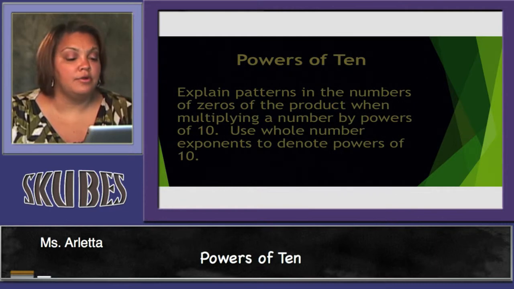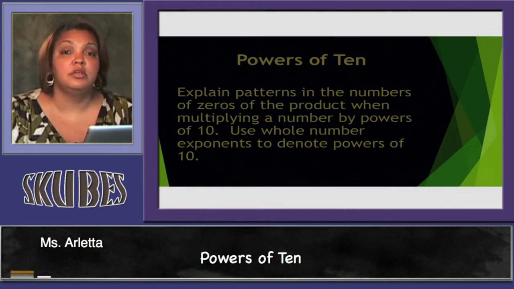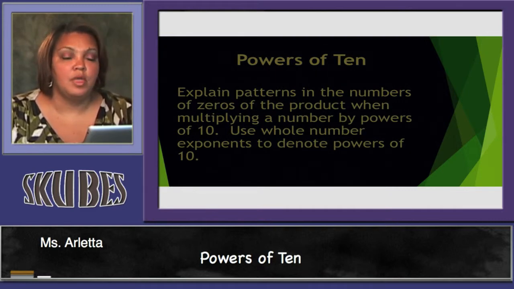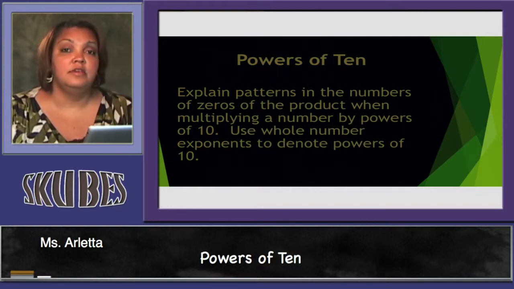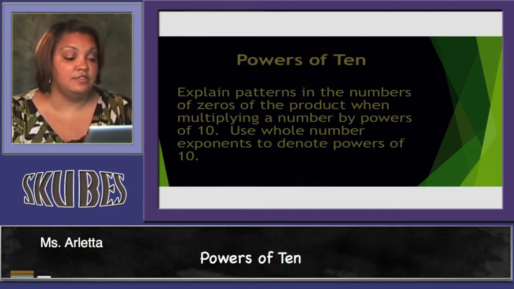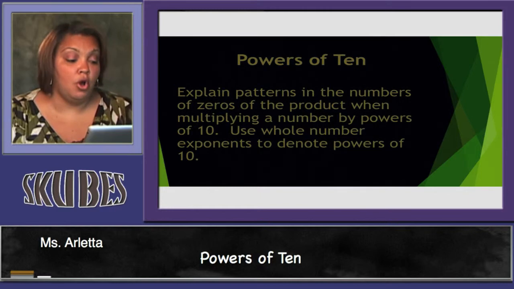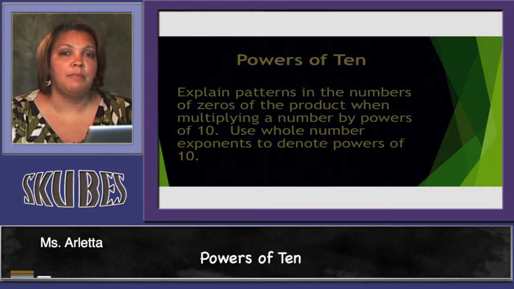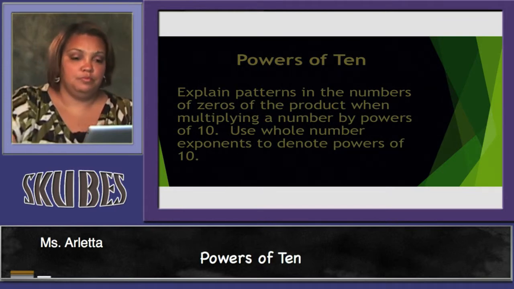Explaining patterns in the number of zeros when you're working with powers of 10 is what you're looking to accomplish in this lesson. Powers of 10 is basically multiplying or dividing a number by 10 with an exponent. And what I would like for you to be able to do at the end of this lesson is to explain the patterns in the number of zeros you see in the answer when multiplying whole numbers by powers of 10. You're going to use a whole number and multiply it by a power of 10 and then look at the patterns. It'll be a series of numbers.